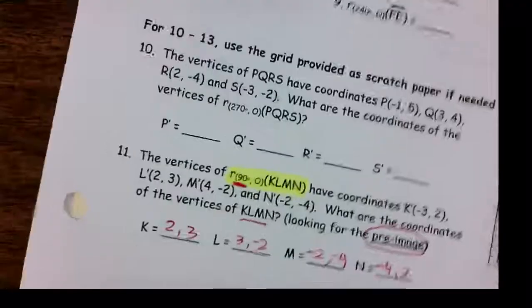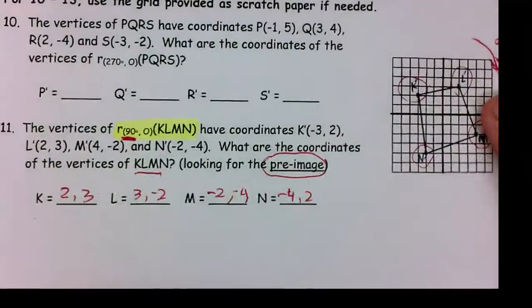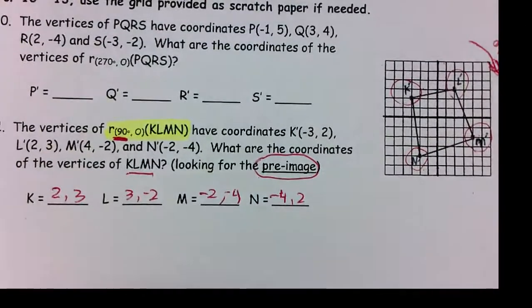So I'll let you see then. Those are the coordinates you would have gotten before the rotation. And I got those by rotating it backwards, or unrotating it. We go to number 12.